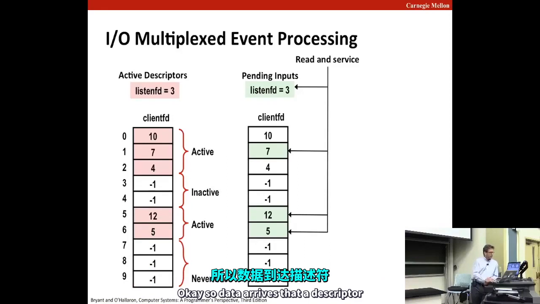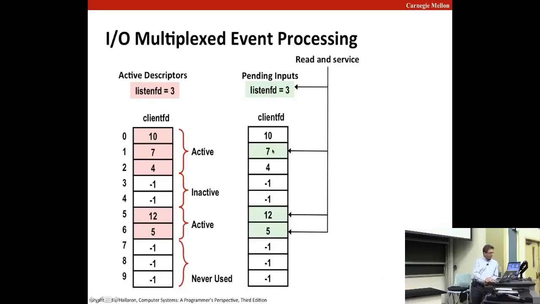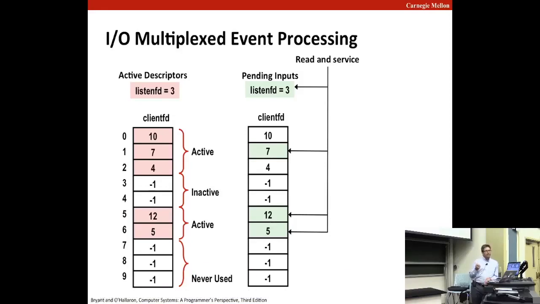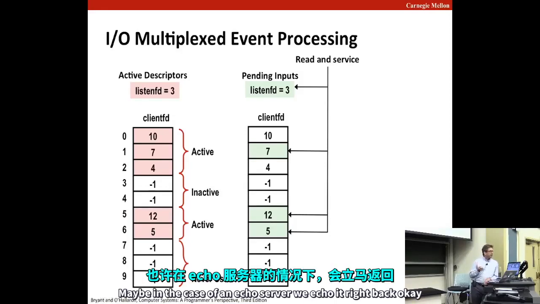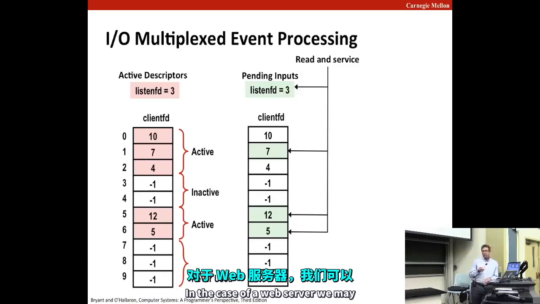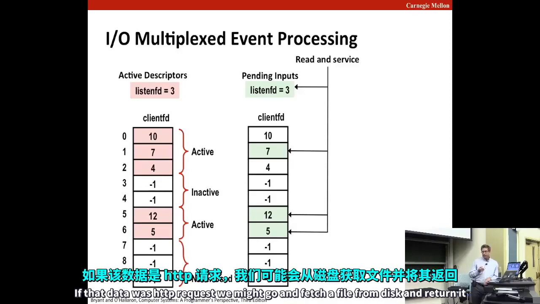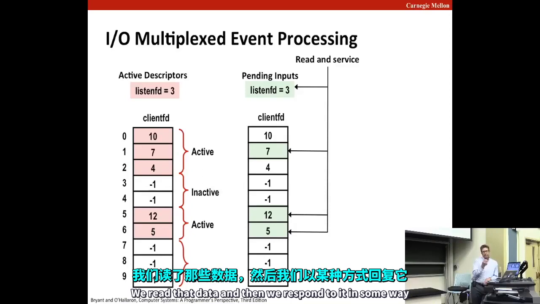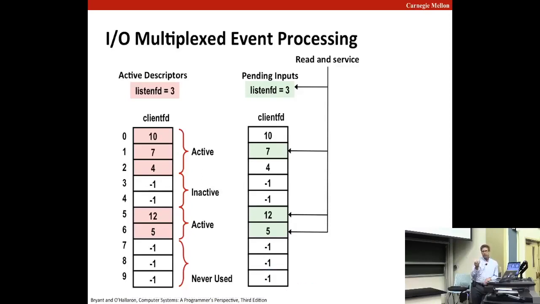So data arrives at a descriptor, and then we read that data, and then we do some kind of work. Maybe in the case of an echo server, we echo it right back. In the case of a web server, if that data was an HTTP request, we might go and fetch a file from disk and return it. But in any case, we notice that the descriptor has some data, we read that data, and then we respond to it in some way.